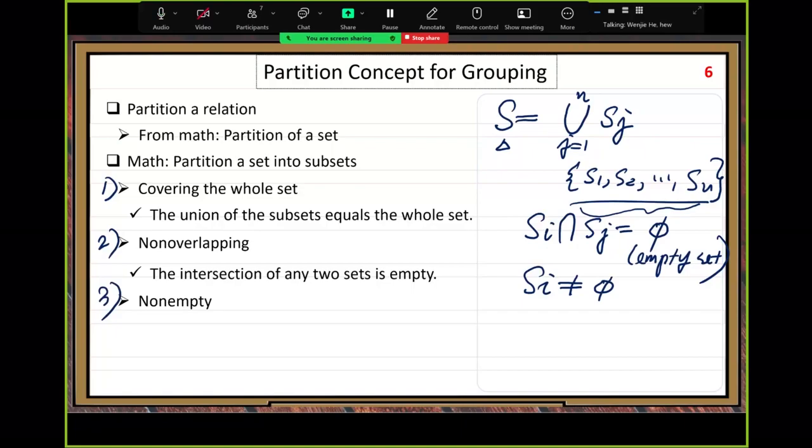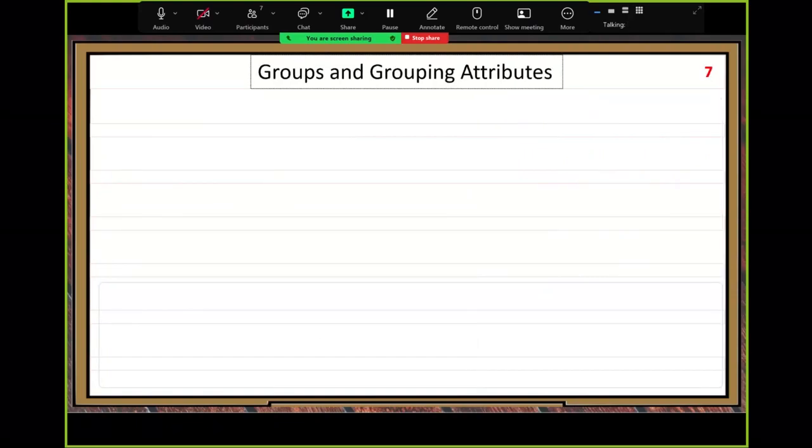Here we borrow this concept into our database. So when we do the grouping, we want this partition satisfying all these three conditions. Now, how to do it? So next step, how to define groups. Very simple. Using the attributes, we can define the groups. Partition a relation into non-overlapping groups of tuples.